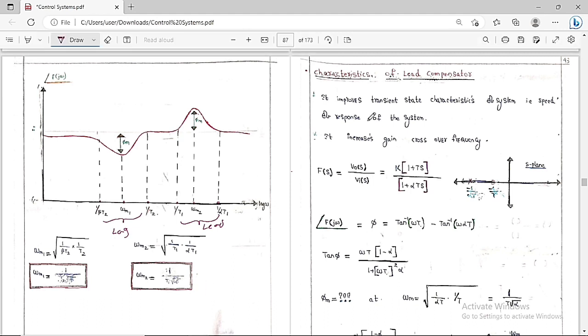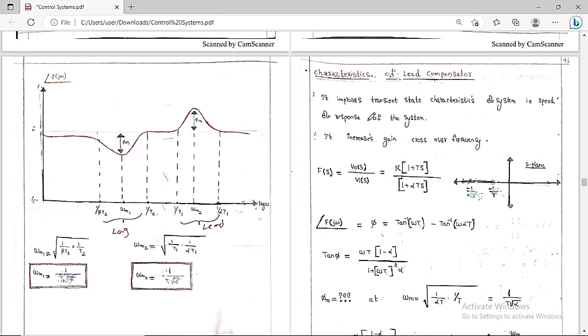Now we are going to discuss another concept, which is the characteristics of the lead compensator. What are the characteristics of the lead compensator that we are going to study in a very detailed manner? Basically, it is going to improve the transient state characteristics of the system, that is, the speed of the response of the system.